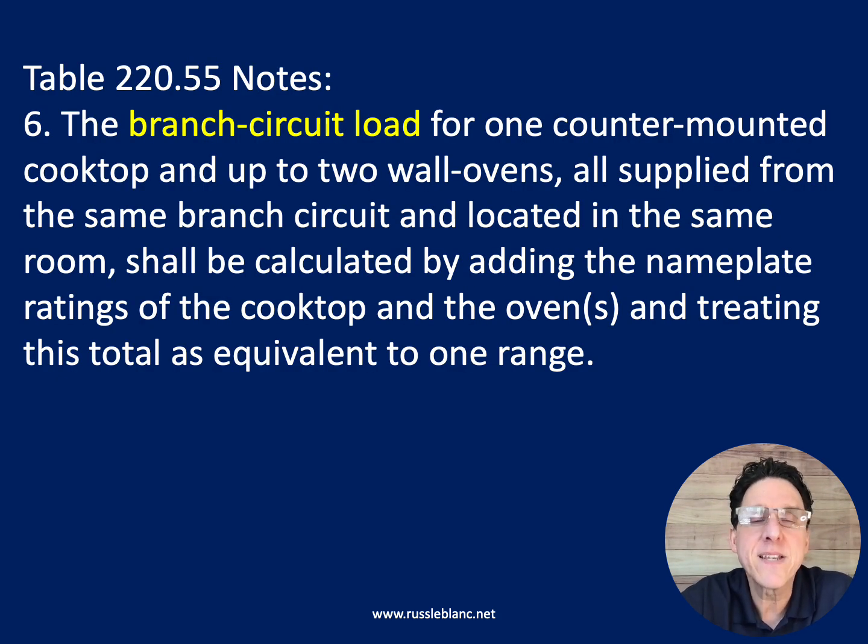Note 6 says this: the branch circuit load for one counter-mounted cooktop and up to 2 wall ovens, all supplied from the same branch circuit and located in the same room or kitchen, shall be calculated by adding the nameplate ratings of the cooktop and the ovens and treating this total to the equivalent of one range. Ooh, that sounds pretty good, right?